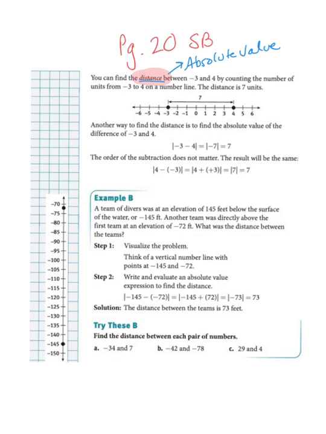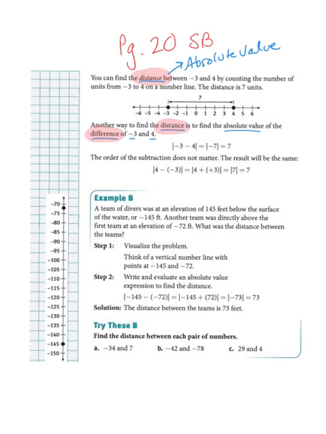Read with me underneath that number line, starting with another way. So another way to find the distance, to calculate the distance, is to find the absolute value of the difference of -3 and 4. If I want to get from one place to another, the distance between the two places, then I have to know the difference between them. So I want you to start associating this word difference with distance.